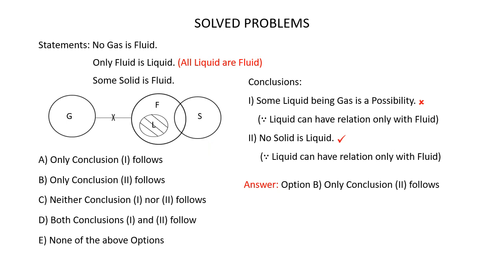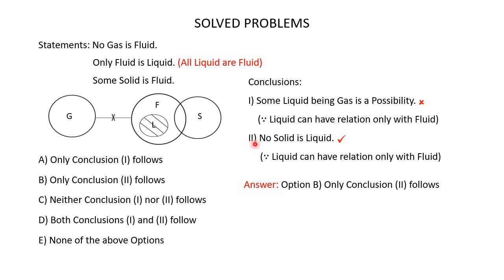Now based on this Venn diagram, let's find out which of the given conclusions follow. Conclusion 1. Some liquid being gas is a possibility. So you have liquid here and gas here in the Venn diagram. Clearly you can see here that liquid will have a relation with only fluids. Liquid will not have any relation with gas. So some liquid being gas is never going to happen. So the conclusion some liquid being gas is a possibility is wrong. Conclusion 1 does not follow.